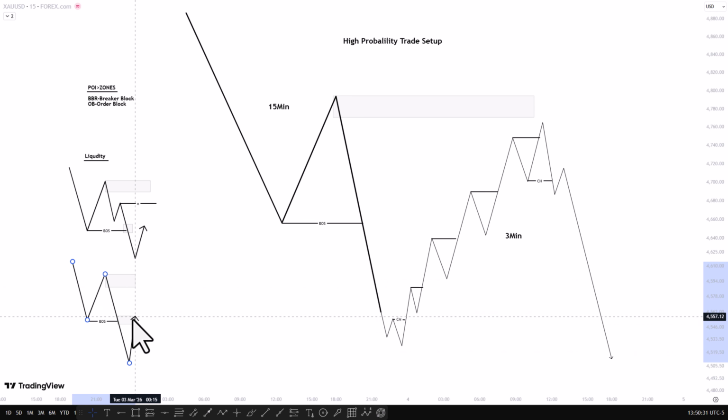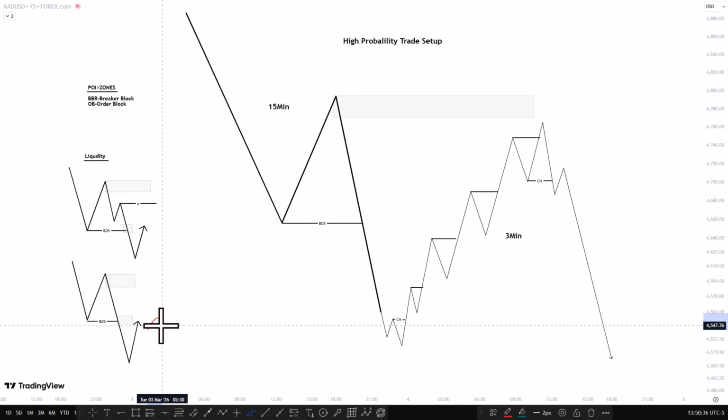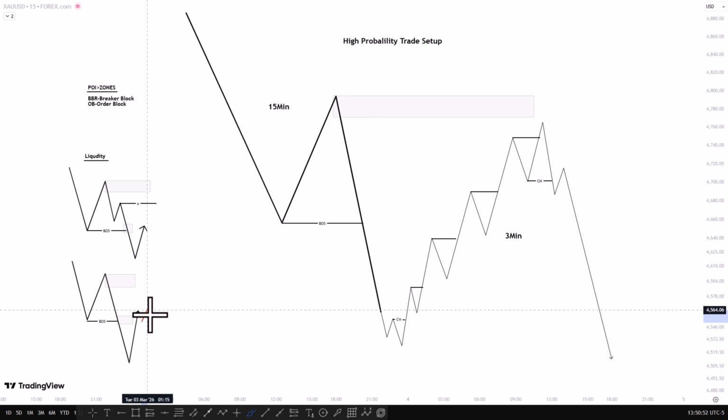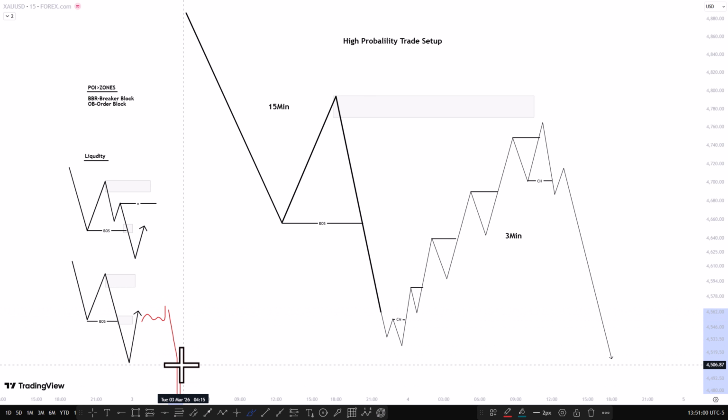So when price reaches our breaker block, we want to see price engineering liquidity by creating consolidation. And then we see a manipulation. Then we see a sell. That means the breaker block will be high probability because we've seen an engineered liquidity, a simple manipulation into the breaker block, and then price starts selling.